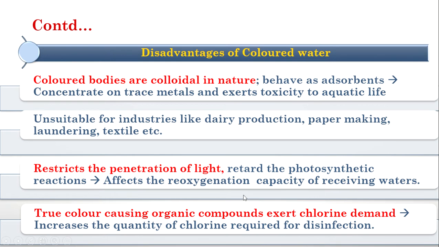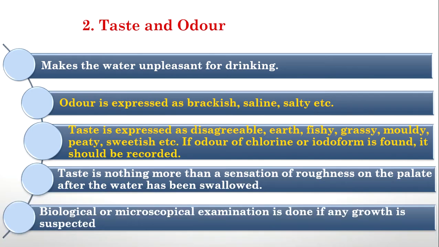Now we will move on to the second parameter, which is taste and odor. Odor is expressed as brackish, saline, salty, etc. So there are different types of odors: saline odor, salty odor, brackish odor, etc. Taste is expressed as disagreeable, earthy, fishy, grassy, moldy, peaty, sweetish, etc. This is the difference between taste and odor. Expressions are different. And if the odor of chlorine or iodoform is found, it should be recorded.